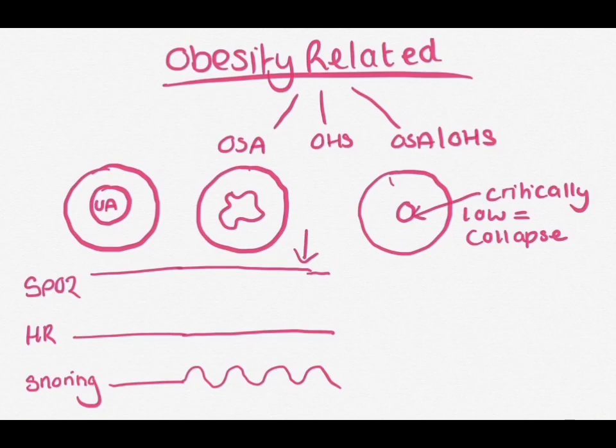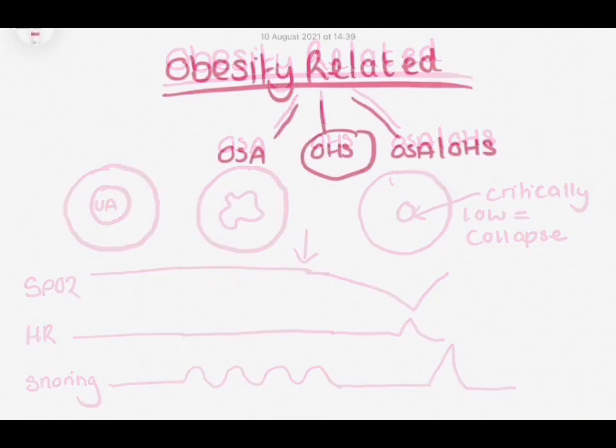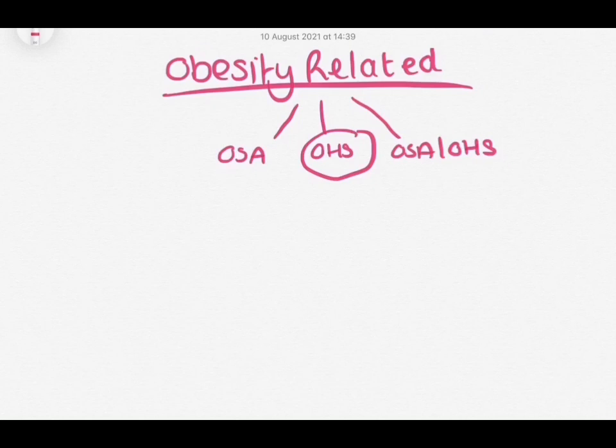As it reaches a point of being critically low and we get complete airway obstruction, that snoring will cease, but we will see a reduction in our oxygen saturation, and along with that we'll eventually see a spike in the heart rate. And that's the heart responding to that low oxygen and going into a fight or flight response. With our obesity hypoventilation group, we're looking at issues that arise from sleep disordered breathing.